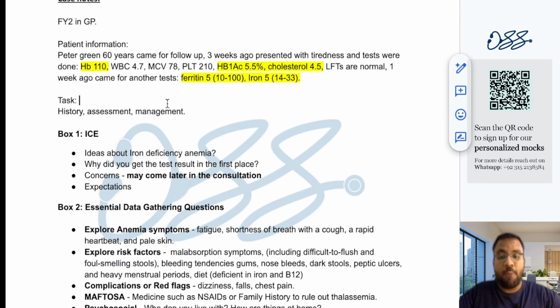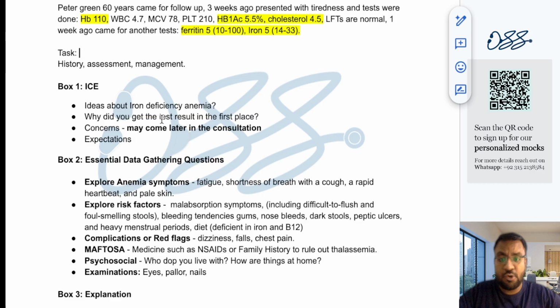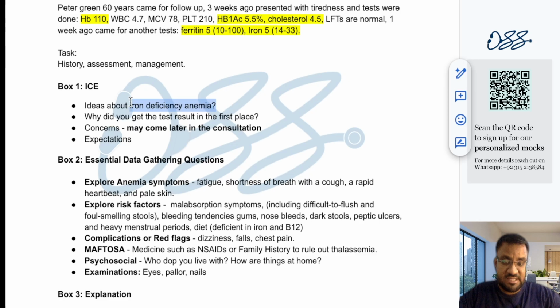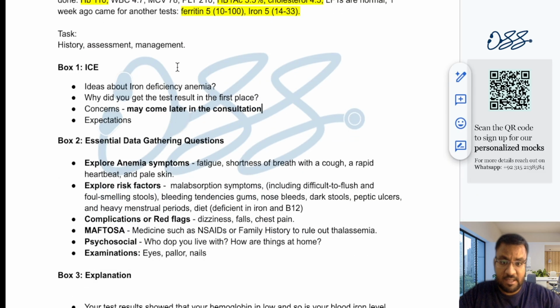Box 1 was ICE. In ICE you ask about the idea. Do you have any idea about iron deficiency anemia, or do you know what it is, or what the risk factors are? Do you have any idea about your condition? Do you have any idea about the test results, why these particular tests were done, and why you got these test results done in the very first place? That is the idea part, and this is exactly what you need to ask whenever there's a test result coming. Then the concerns.